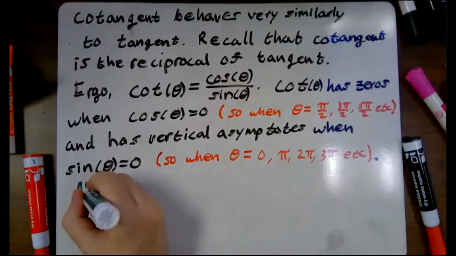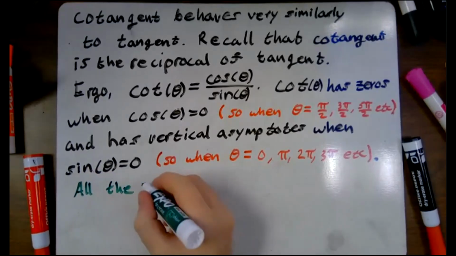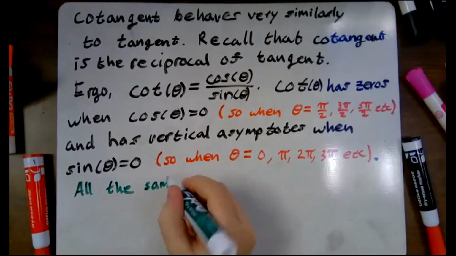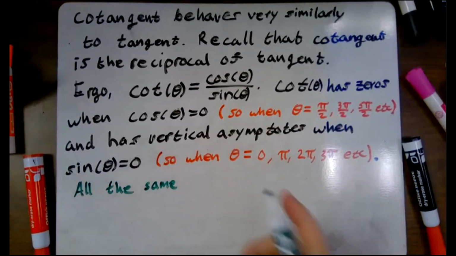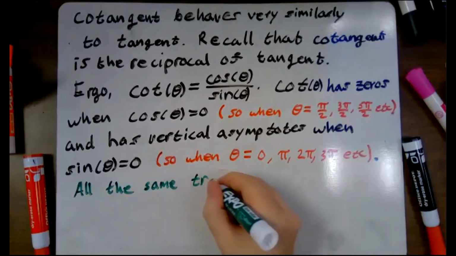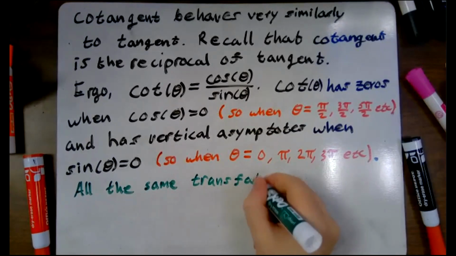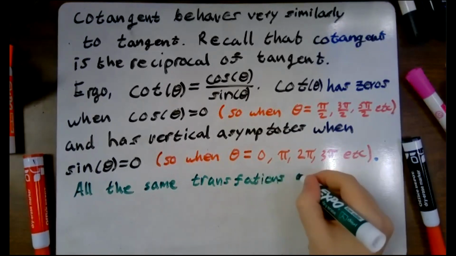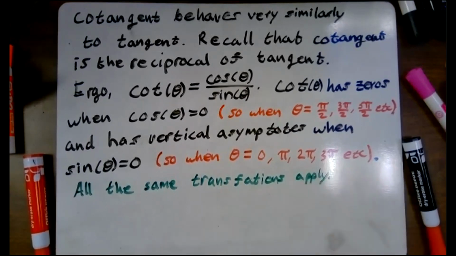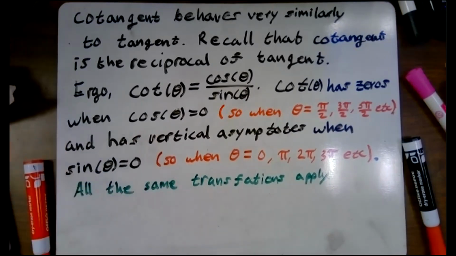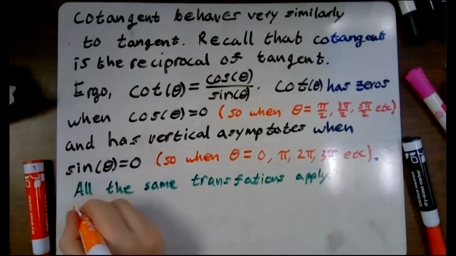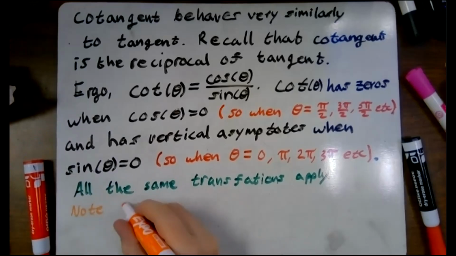Now, all the same transformations apply to cotangent. I'm not going to bother showing them in Desmos, but all the same transformations apply. Also, go back to the graph for just a second here.